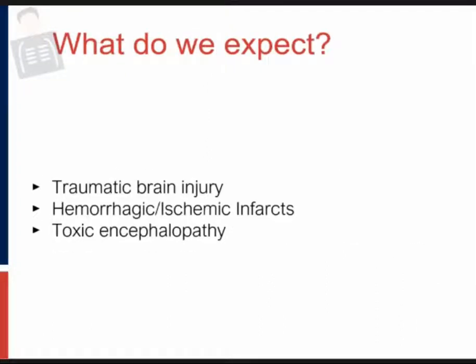So, first off, we could expect that the patient might have a traumatic brain injury since he has a history of trauma. We could also expect to see hemorrhagic and/or ischemic infarcts due to his use of cocaine, which I'll explain further later. And we could also see findings of toxic encephalopathy given his history of alcoholism. So I'll just briefly discuss these findings.